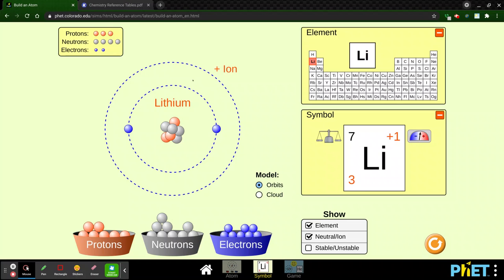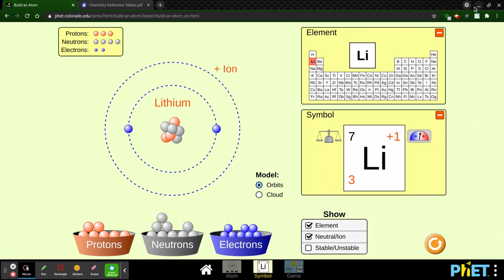Now, lithium has lost that electron in the outer shell. So now it's a positive ion because now there are leftover protons in the nucleus, right? Those didn't change. So there's 3 protons, but only 2 negative electrons. So 3 positives, 2 negatives. 3 minus 2 is +1. So now we have a lithium positive ion.